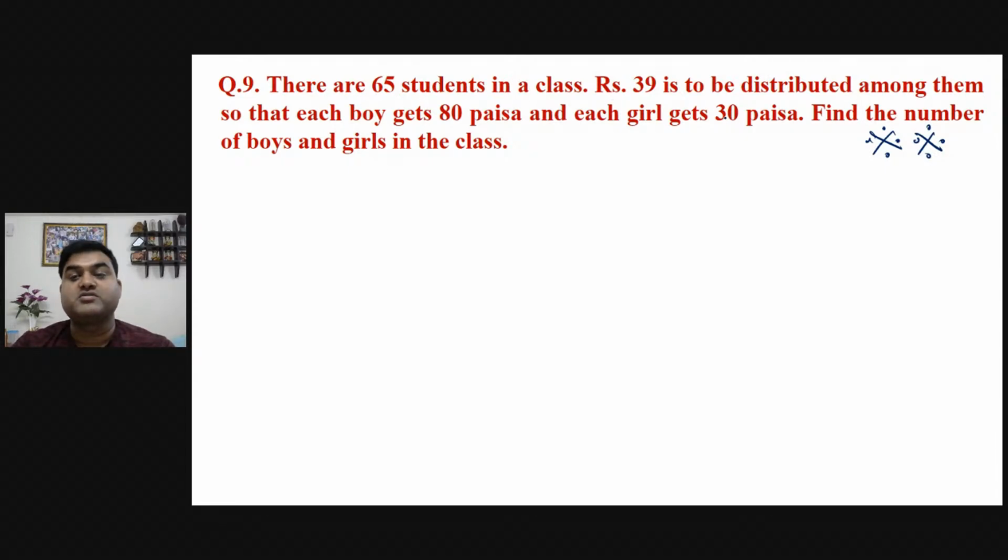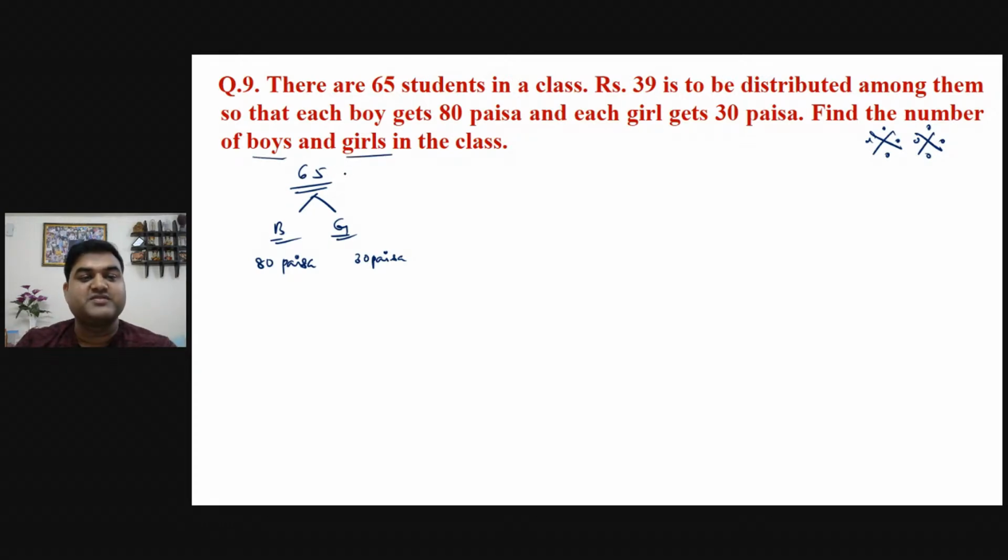Suppose there are 65 students in a class. Rupees 39 is to be distributed among them. There will be boys, there will be girls. Each boy gets 80 paisa and each girl gets 30 paisa. Find the number of boys and girls in the class.